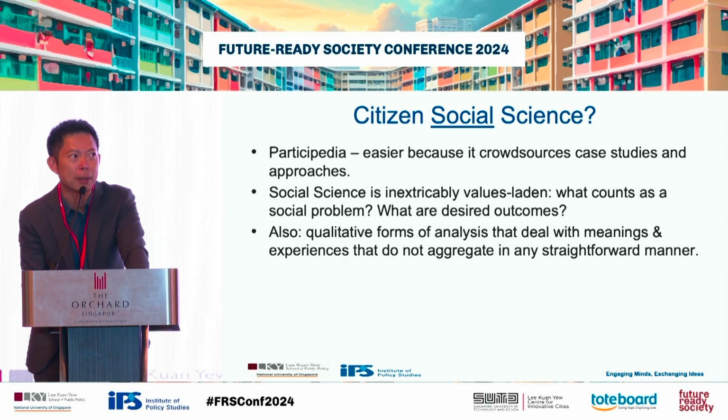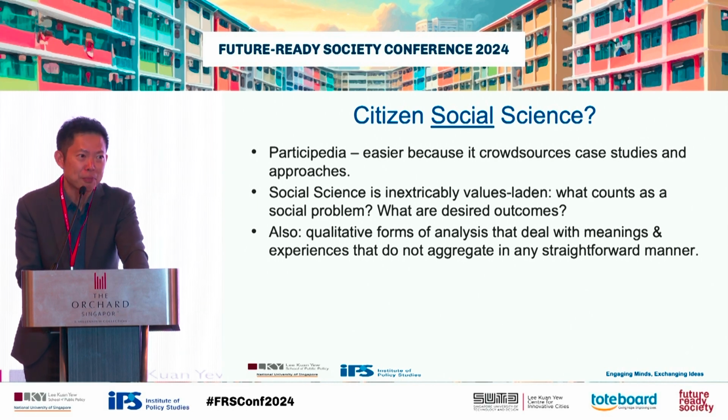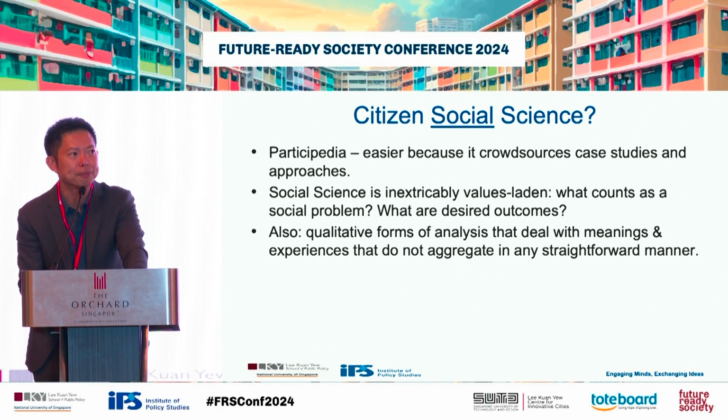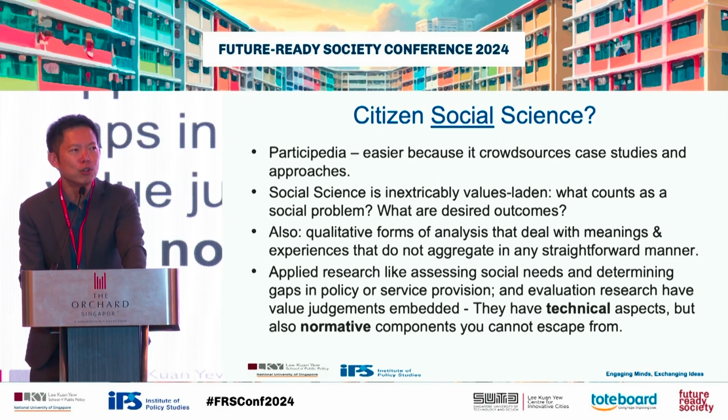It's relatively straightforward. But then other parts of social science are more values-laden. What counts as a social problem? That's highly contested. Is divorce a social problem that we should correct for? Some people will say yes. Some people say no, divorce is just a second chance. Why do we care whether people divorce or not? And what are the desired outcomes? And also, in social science, there are qualitative forms of analysis that deal with meanings and experiences that do not aggregate in any straightforward manner. And if you look at a lot of the applied research in this space, it is not just technical. There are normative components that you cannot escape from.